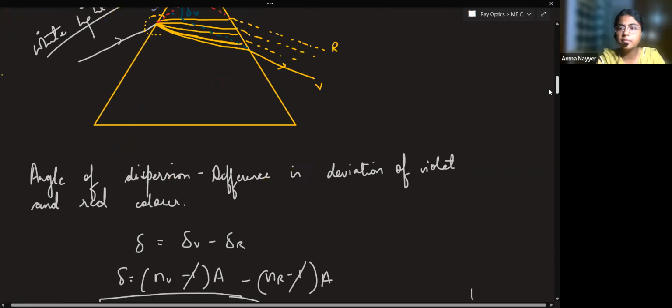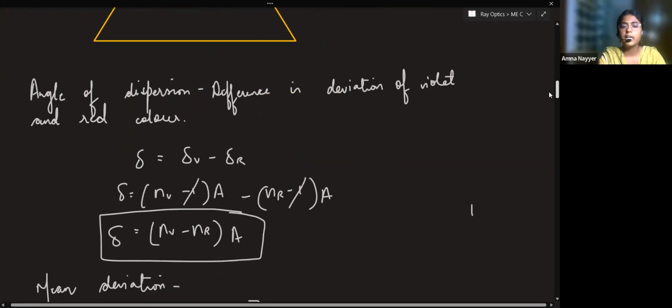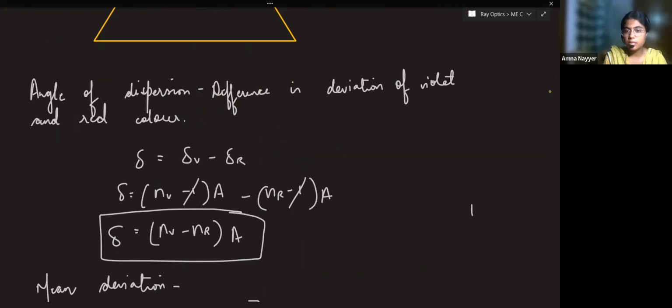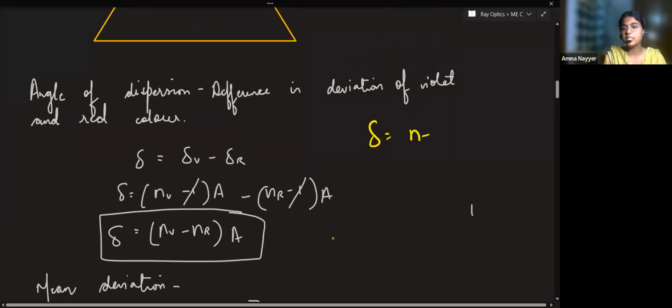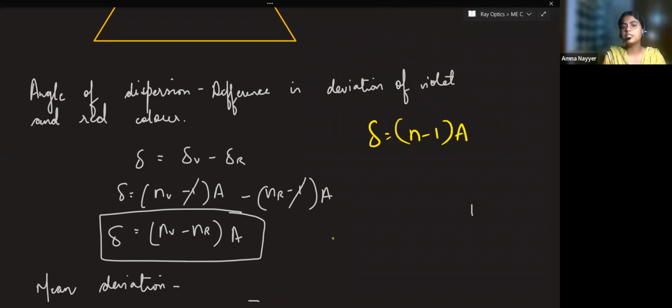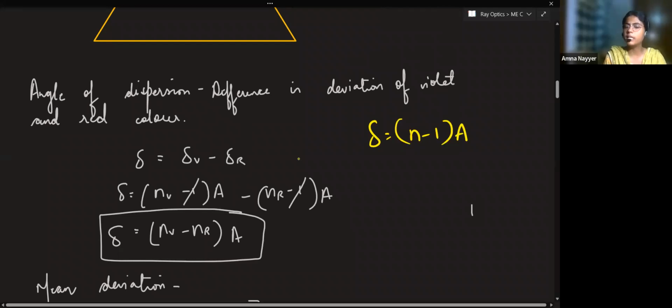Fine. So now see, if you take the difference, I also told you that for a small angle, deviation is written as (n minus 1) times A. So for violet minus red, we can write it as (n_V minus 1) A. This is for violet, and this is for red, (n_R minus 1) A.